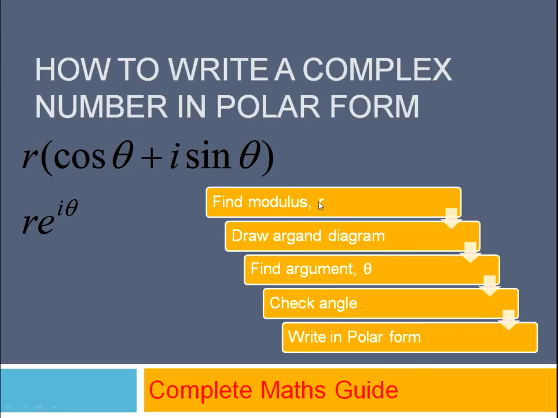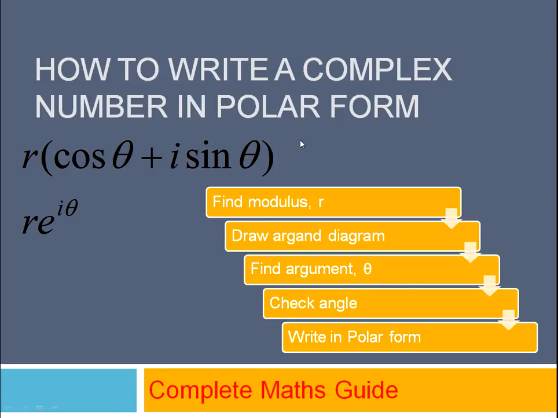So you start by finding a modulus, which is this number r. I'll show you how to do that. Then you find an argument theta. It's all the information you need for here, and you can fill those in. And you just do a drawing to check that you get the right argument, theta.